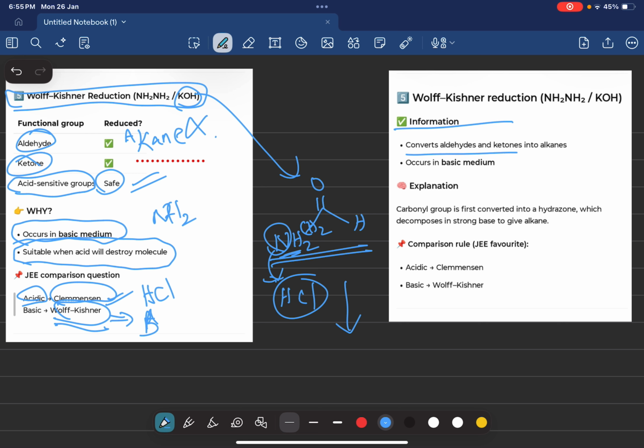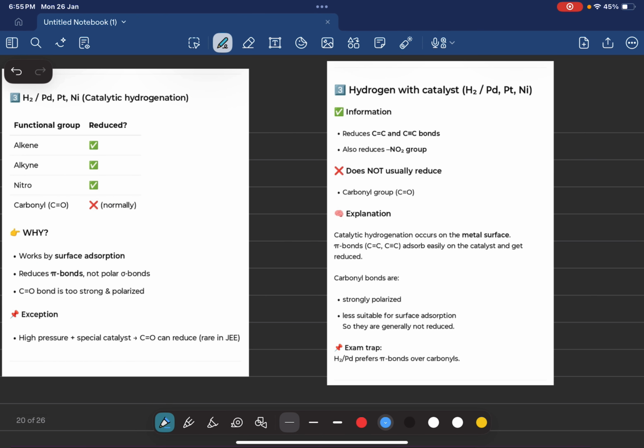And in the same way, converting aldehydes and ketones to alkane occurs in basic medium. The carbonyl group is first converted into hydrazone, which decomposes in strong base to give alkane. So acidic means Clemmensen, basic means Wolff-Kishner. Hope it is clear, students. This is a JEE favorite.